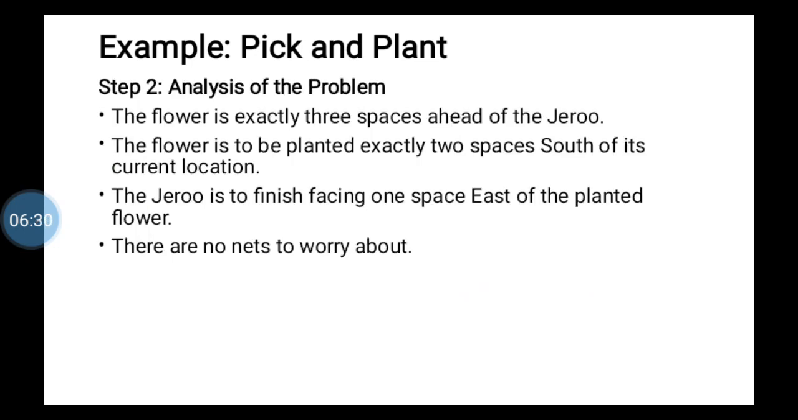Now, analysis of the problem. The flower is exactly 3 spaces ahead of the Jeru. The flower is to be planted exactly 2 spaces south of its current location. You can see, when I was giving the example about distance, the example about my trouser, getting a new pair of trousers and all, that something similar came up now. The Jeru is to finish facing one space east of the planted flower.